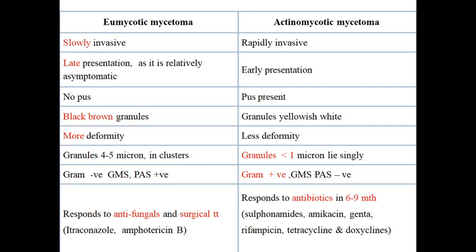In antifungals, we commonly use itraconazole, or when it is very resistant, then IV amphotericin B can also be used along with surgical treatment. In actinomycetoma, they respond to antibiotics, but the duration of treatment is prolonged, that is 6 to 9 months, or it may be 1 year to 1.5 years. And we have to give sulfonamides, that is cotrimoxazole in double strength, then injectables in the form of amikacin and gentamicin, then oral rifampicin, tetracycline, doxycycline, various kinds of antibiotics we can give.